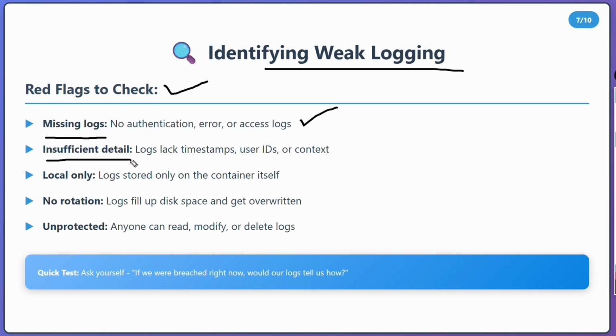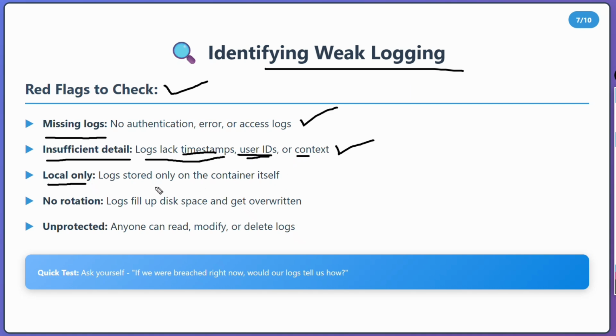And the second point was insufficient details. That includes log timestamps, user IDs, or certain context also. If we don't have timestamps, user IDs, or some context in the logs, obviously they are useless, right? If you have a logging mechanism and you haven't included these particulars in the logs, you will be missing critical data like when it was happening and who did what.